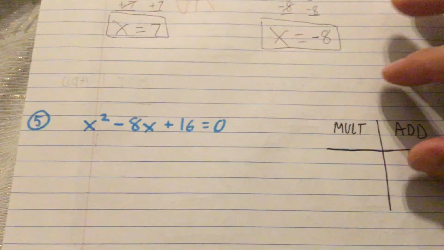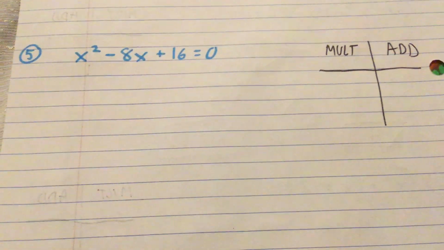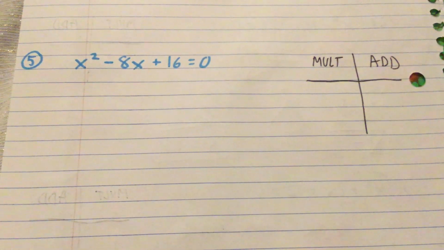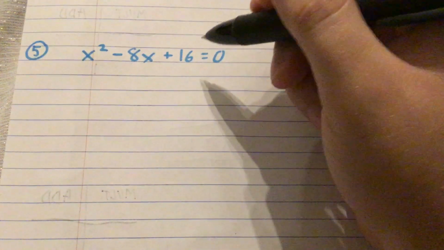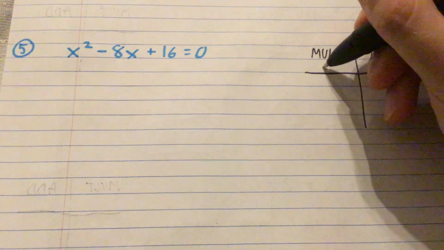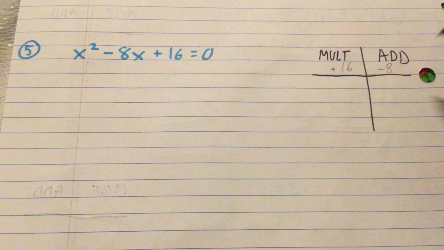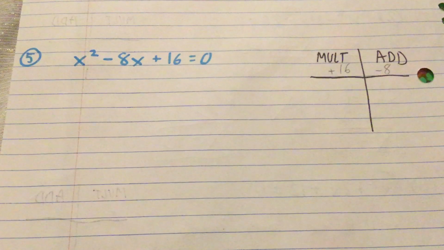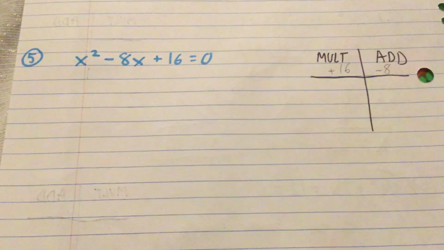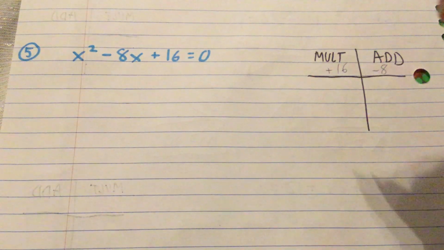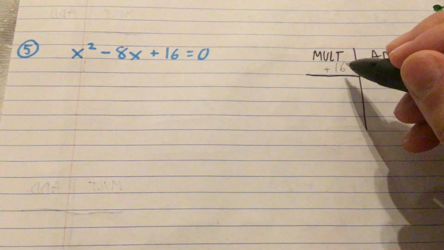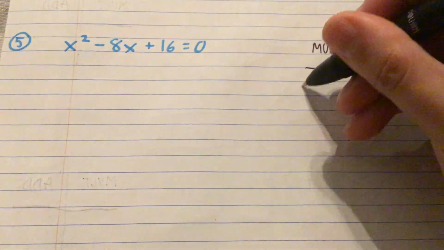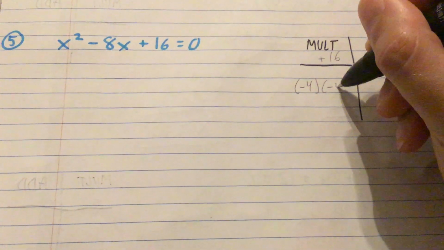Last one that we'll do, and then we'll move on to doing all these in the quadratic formula. x squared minus 8x plus 16 is equal to 0. So, business as usual. I'm looking for two numbers that multiply to positive 16 and add to negative 8. If you want to do this on your own, go for it. Otherwise, I'm going to give the solution in 3, 2, 1. In order for it to multiply to a positive and add to a negative, it needs to be a negative-negative combination. In particular, it needs to be negative 4 times negative 4.